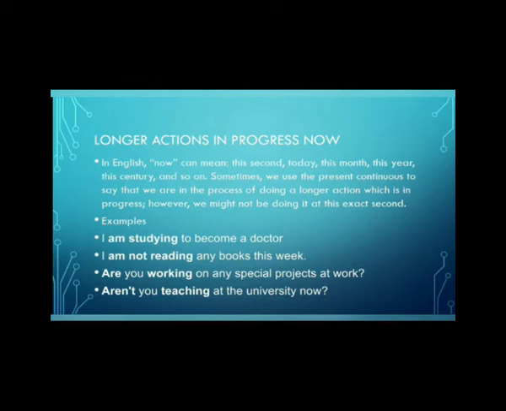Next we will read the second use of present continuous tense, longer actions in progress now. In English, now can mean this second, today, this month, this year, this century, and so on. Sometimes we use the present continuous to say that we are in the process of doing a longer action which is in progress. However, we might not be doing it at this exact second. Examples: I am studying to become a doctor. I am not reading any books this week. Are you working on any special project at work? Aren't you teaching at the university now?